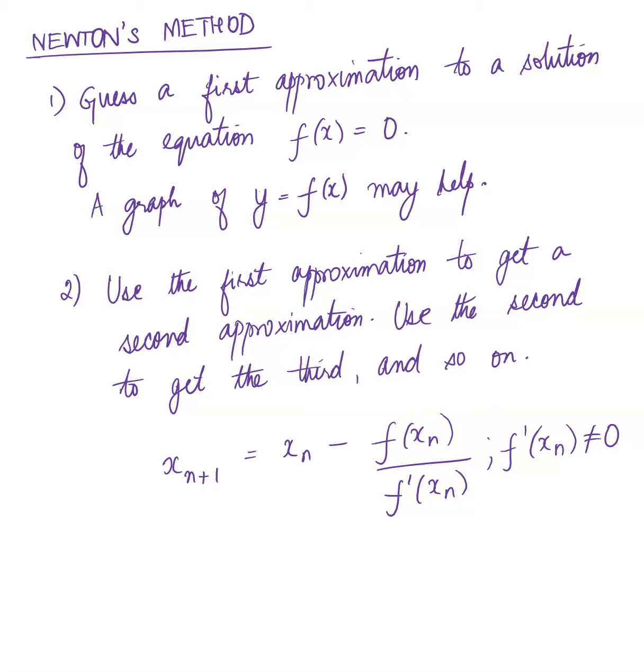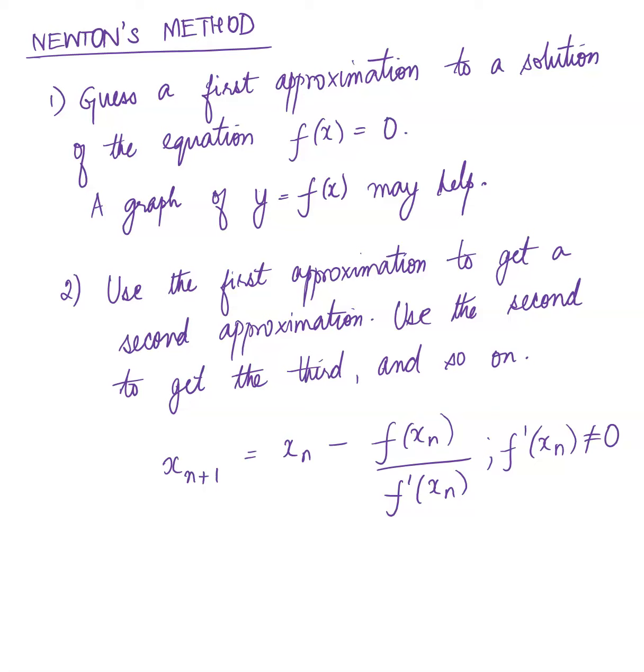Step 2 says use this first approximation to get the second approximation, use the second to get the third, and so on. And to help us do that, we have this formula. Technically, this formula again comes from your equation of a tangent line. So we're going to use that information to help us generate these points. And so once you keep generating these points, we will come across a value for x where the corresponding f of x will be 0, or because we're approximating, it may not be exactly 0, it may be very, very, very close to 0.